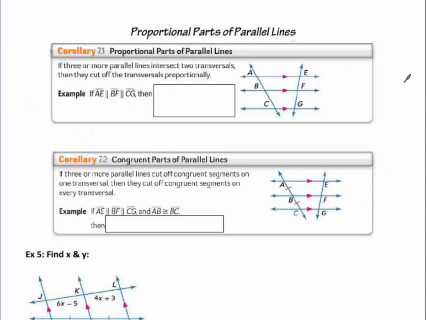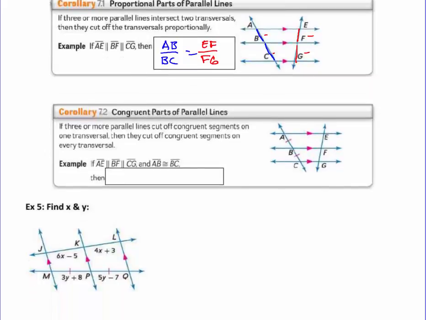All right, last one. These are all kind of the same idea, so that's why I'm going pretty fast through them. If 3 or more parallel lines intersect 2 transversals, that just means you have 3 things. This is like guitar strings. You have 3 or more parallel lines. They look like guitar strings, right? And they cut the transversal proportionally. So AB over BC is equal to EF over FG. It just means this over this equals this over this, and it's a proportional relationship is all we're working with here.